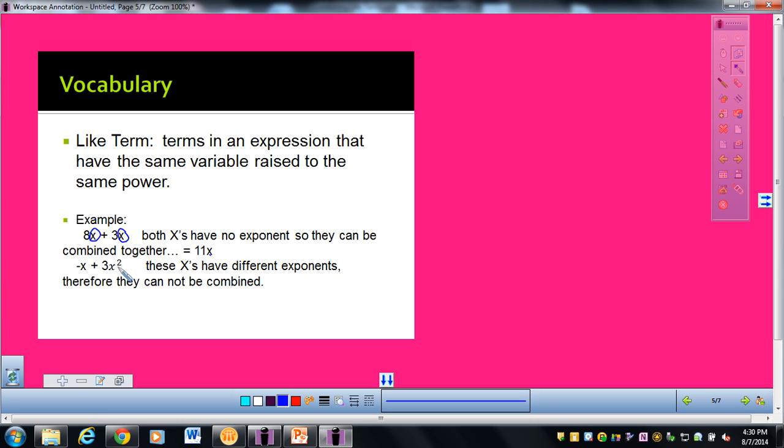Here, this one has an exponent of 2, and this one doesn't. So you cannot combine these two variables, even though they're both x. They need to have the same exponents as well.